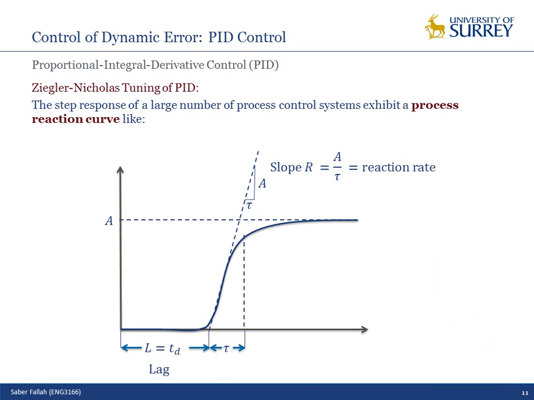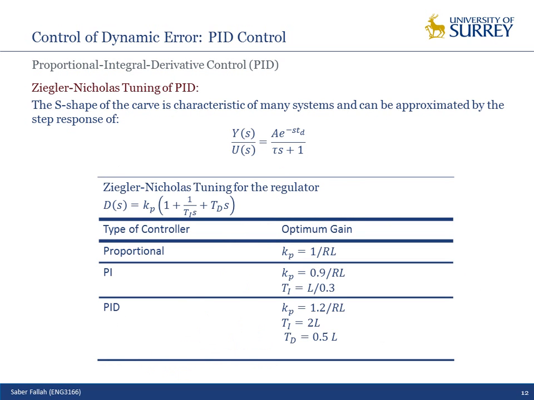If we assume that the response of the closed loop system, which in most cases is in this shape, we can tune Kp, Ki, and Kd using this table. First of all, we can estimate the closed loop transfer function Y(s)/U(s) as A e^(-sL) over (tau s + 1), where e^(-sL) represents the time delay. The optimum gain, if I just want to use the proportional controller, is 1 over RL, where R and L are defined in the previous picture.